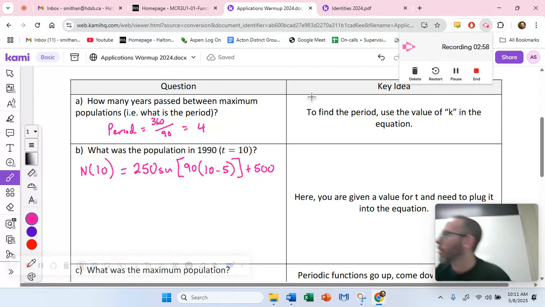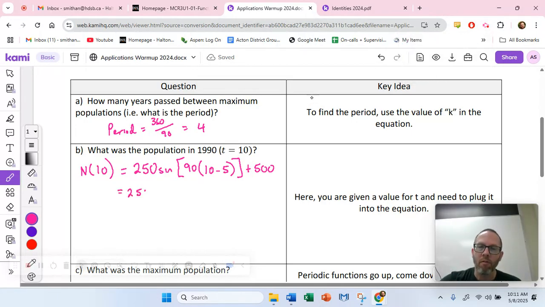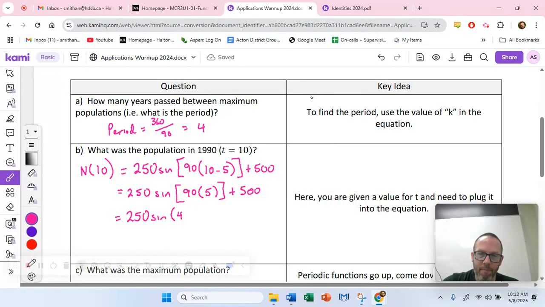So whether you want to put this all in at once on your calculator, and if you're using a display calculator and you're good with brackets, you can put that in as you see it. Or maybe if you're like me, since I have the space, you can do things one step at a time using order of operations. I'm going to do this with lots of steps. 10 minus 5 is 5. You've got to do the inside of the sine stuff first. And then 90 times 5 is 450.